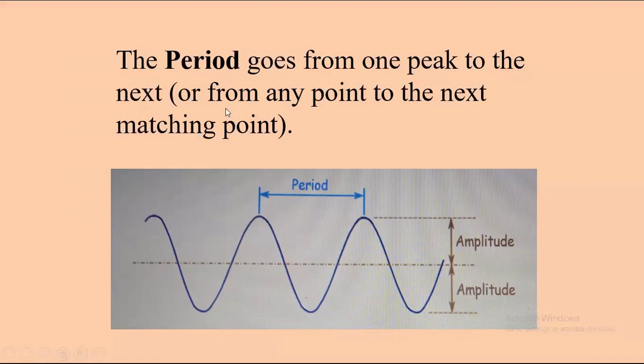For the next definition, if we follow from any point to the next matching point. If we consider this is a point, this is the next matching point. So this is period. You see this point to this point, this is period, or this peak to this peak, this is also period.